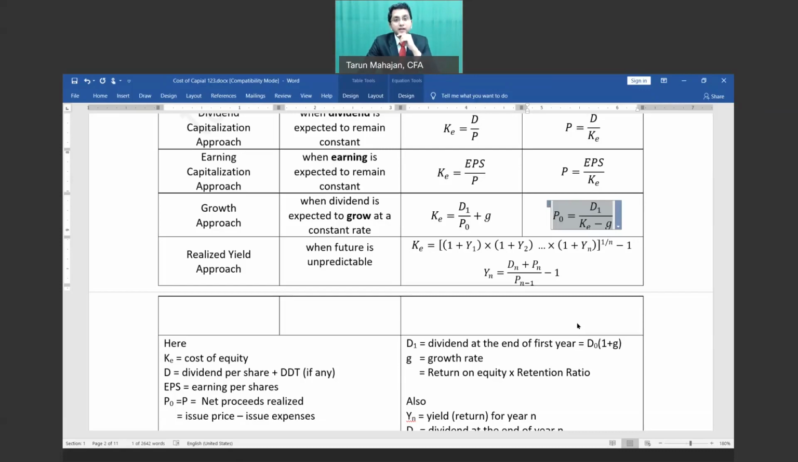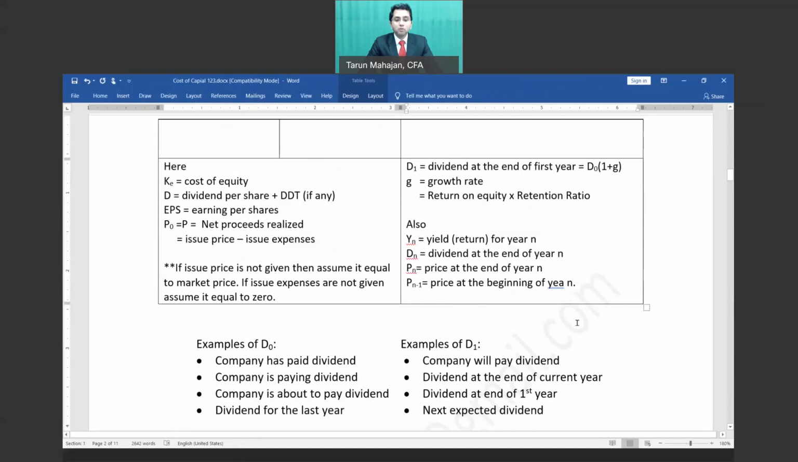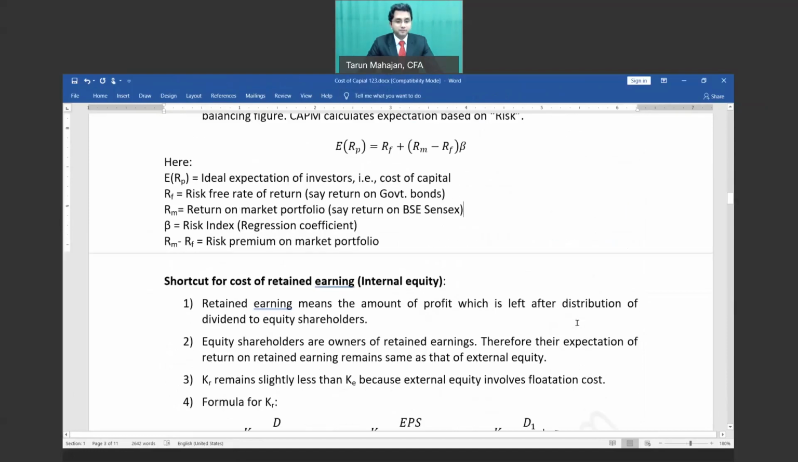What if the growth rate is more in this formula? In that case, the denominator will be negative and the value will also be negative. Now, the share value cannot be negative. So I can conclude that this formula will fail if the growth rate is equal to or more than cost of equity. In real life, this situation never arises that growth rate is equal to or more than the cost of equity.